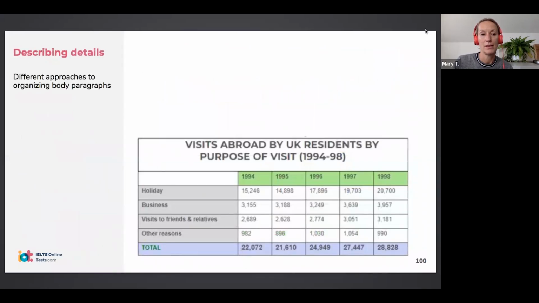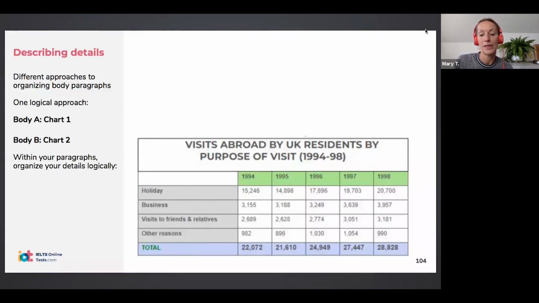Okay. So yeah, as I said before, there are different approaches to organizing body paragraphs. And the one we're looking at is probably the most logical. It's just the easiest to do. So you've got body A is chart 1, and then body B is devoted to chart 2. So you're not likely to get confused if you follow this method. And then within your paragraphs, you need to organize your details logically.